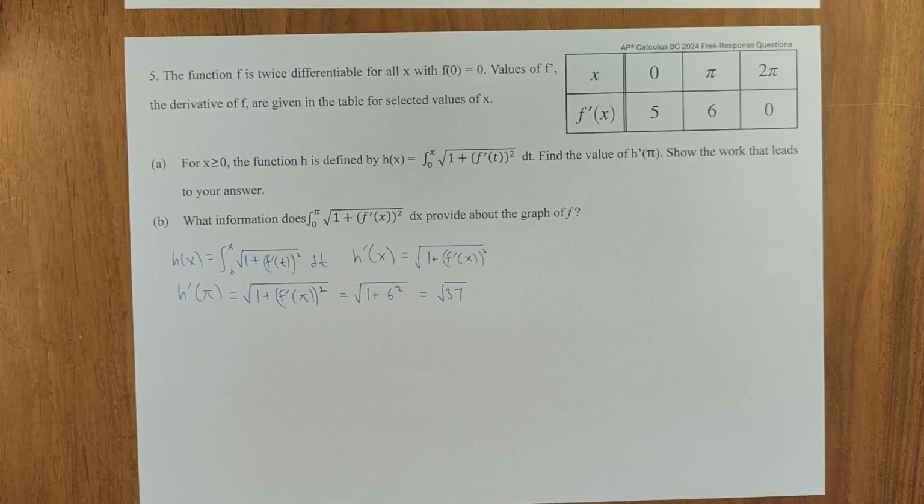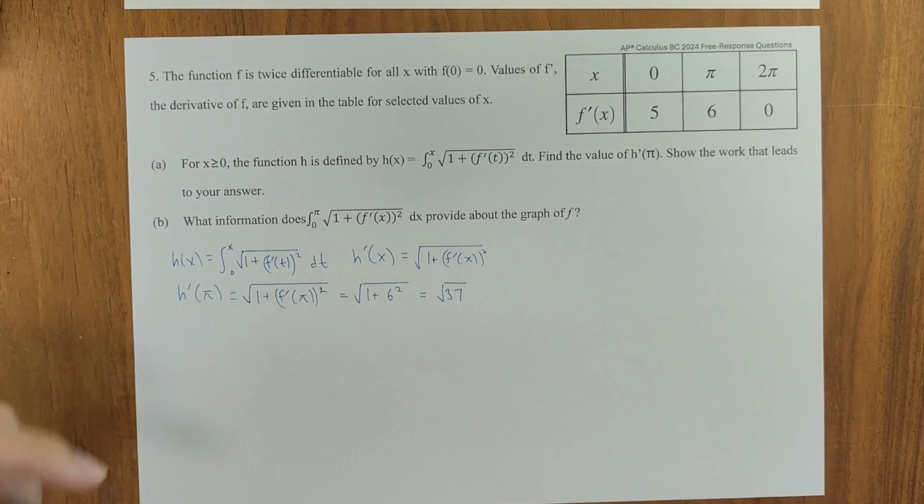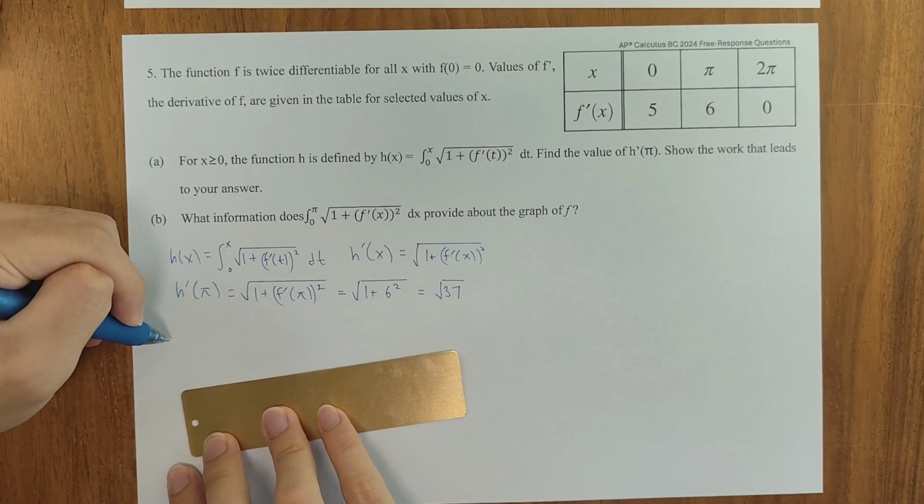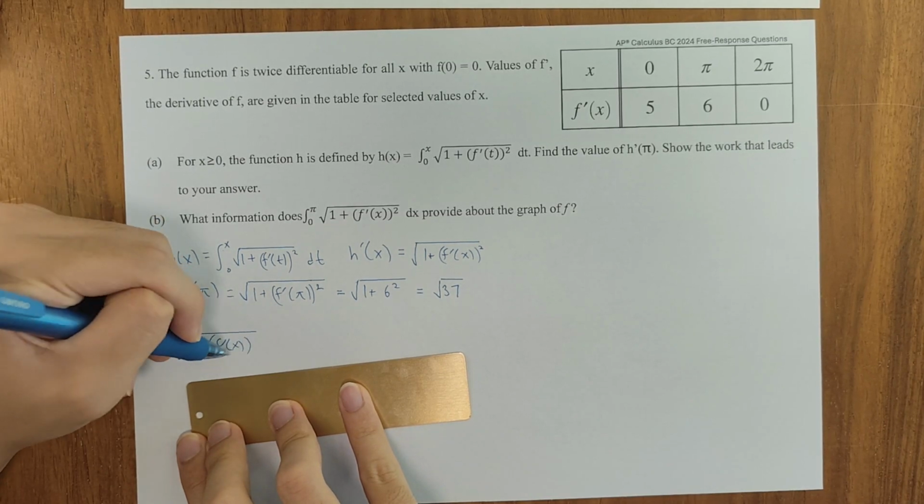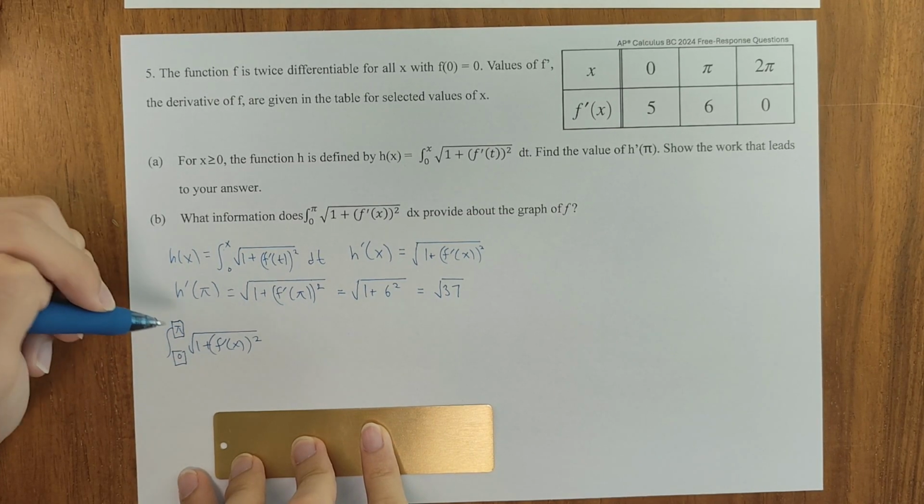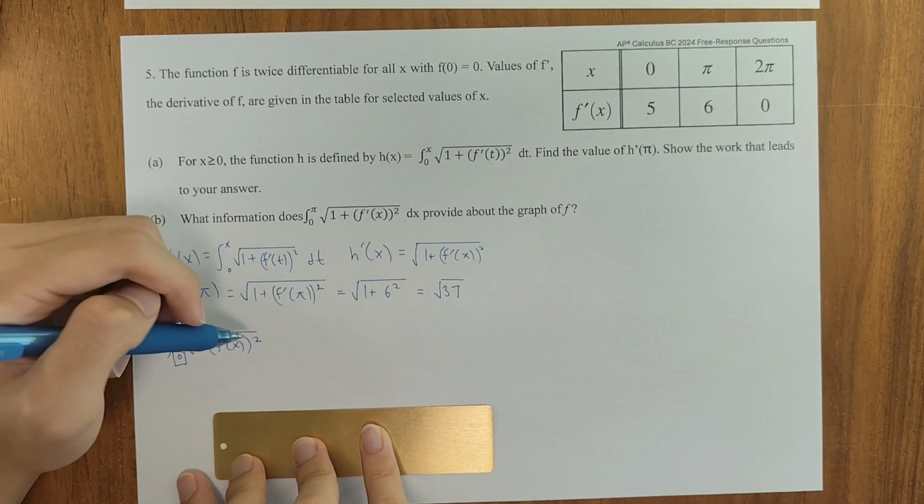Question B. What information does this provide about the graph of f? This function might look familiar because it is the arc length formula. So what this tells us is that this value here goes from 0 to pi. So this is the arc length of the function from 0 to pi.